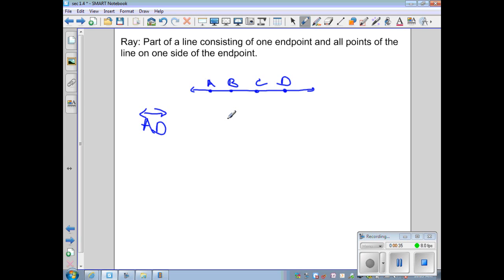For example, ray CA and ray CB are the same rays. First, all rays must start with its endpoint. Point C is my endpoint for CA and CB. CA and CB are the same ray because they have the same endpoint and they consist of all points to the left of C, which include point A and B.